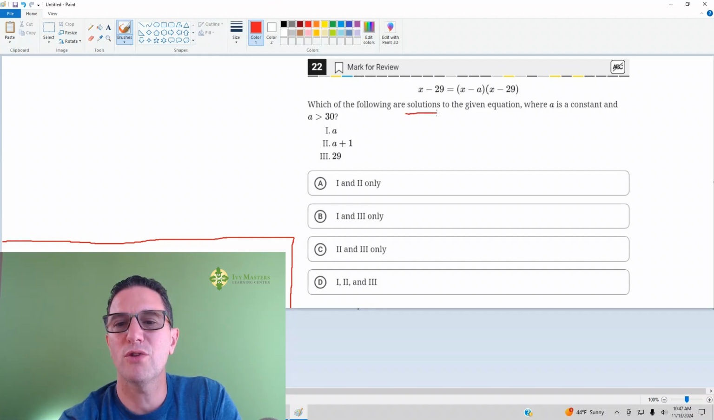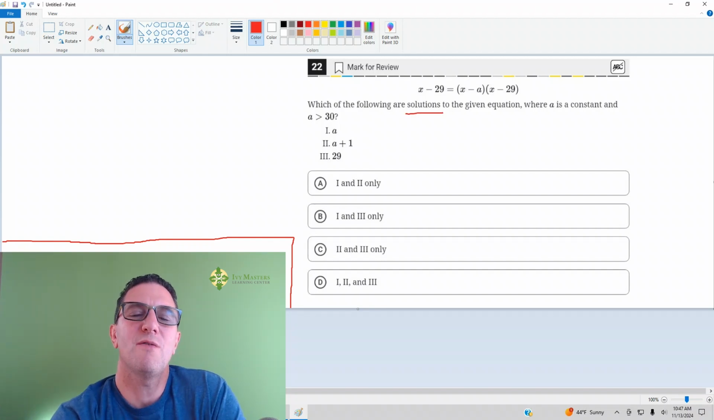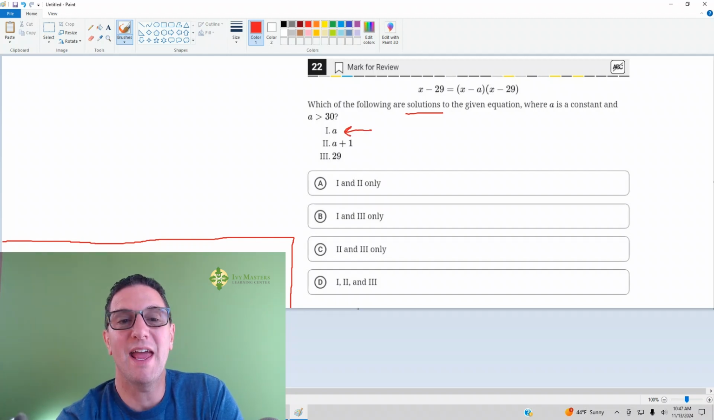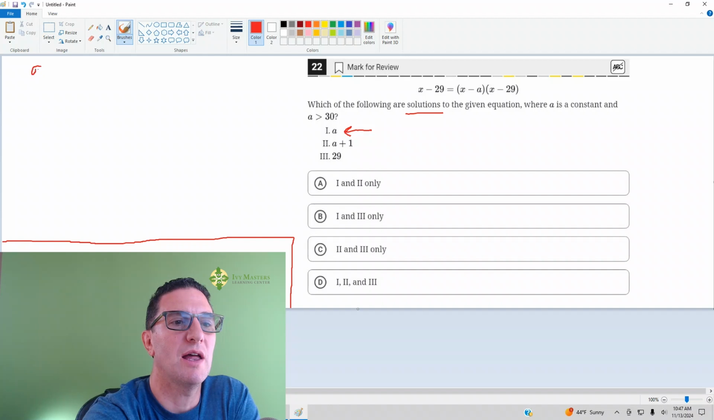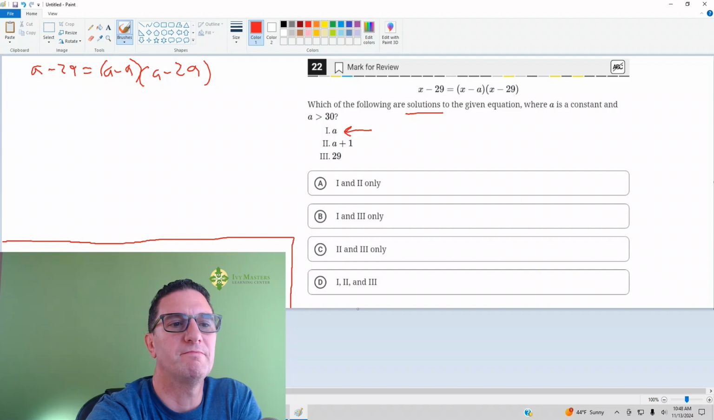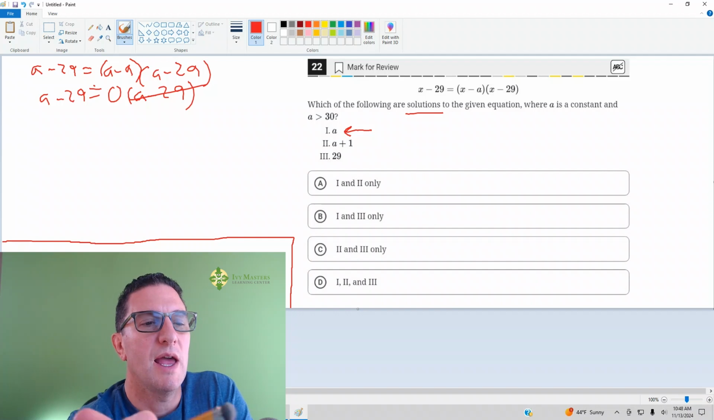When it's asking for the solutions, in other words, it needs the value of x. So let's test out Roman numeral 1. Could a be the value of x? If we just plug it in, we've got a minus 29 equals a minus a times a minus 29. And then we've got a minus 29 equals 0 times a minus 29. And 0 times a minus 29 is just 0. So we get a minus 29 equals 0.